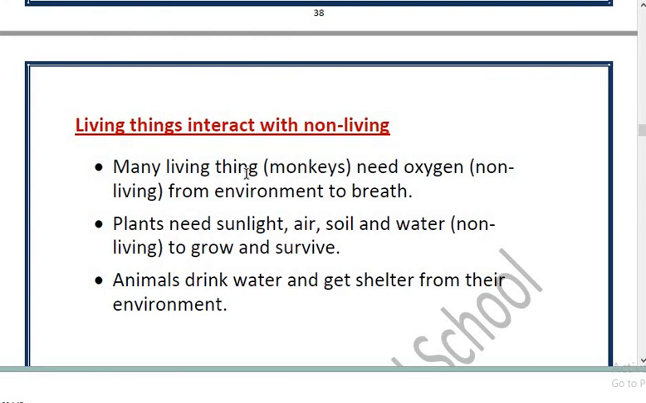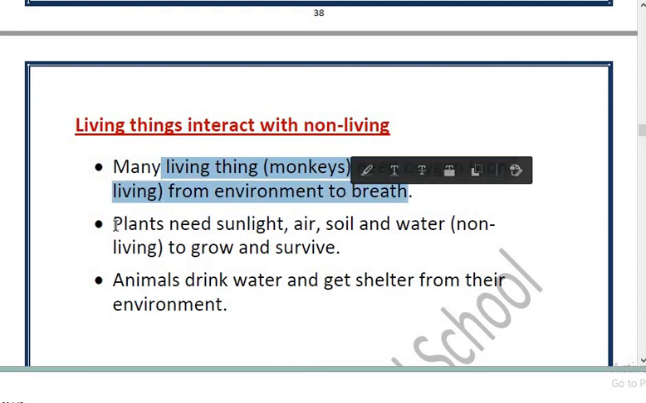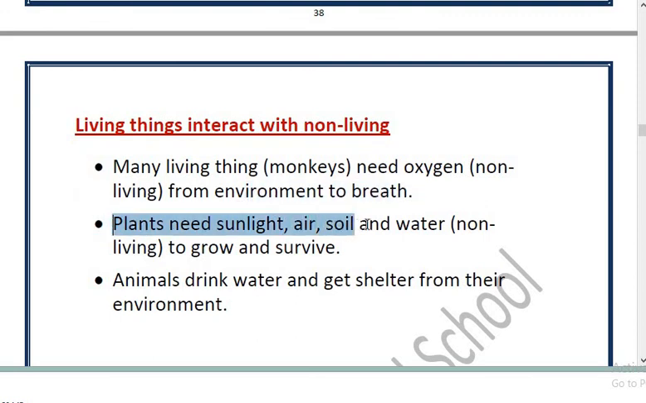So this is simply what an ecosystem is. Living things interact with non-living things. How do they interact with non-living things? Living things, just like a monkey, need the oxygen from the environment. They need the water. They need the food to be alive. Also, the plants need the sunlight, the air, the soil, and the water. This is how the living things interact with and need the non-living things to be alive.